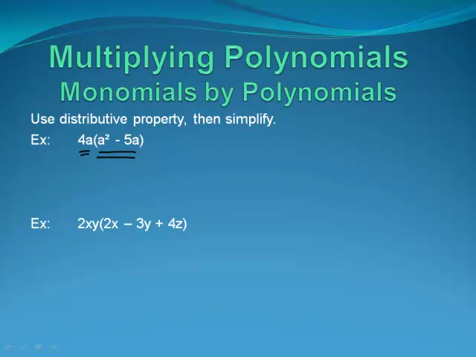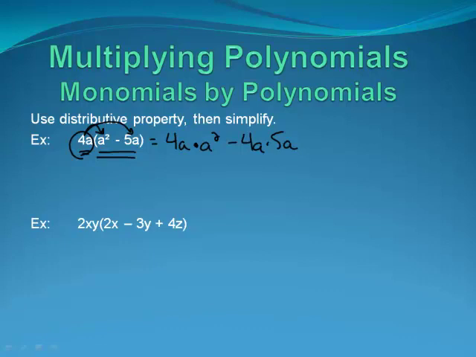So we're going to take that single term out front and we will multiply it to each term in the group that follows it to remove the parentheses. So that would give us 4a times a squared minus 4a times 5a.